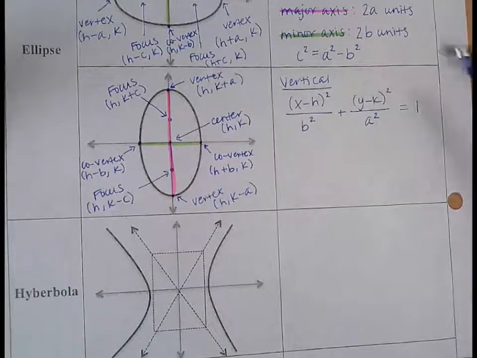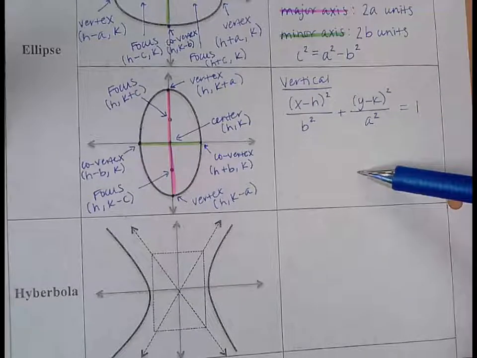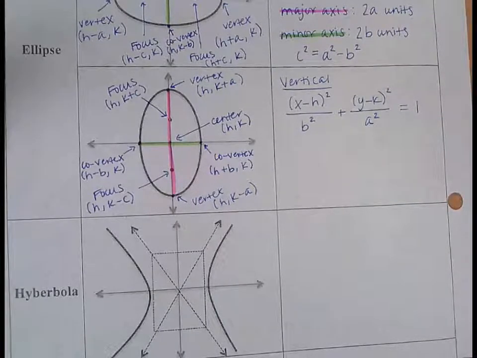And then again, the relationship between a, b, and c, that c squared equals a squared minus b squared, applies to vertical ellipses as well.